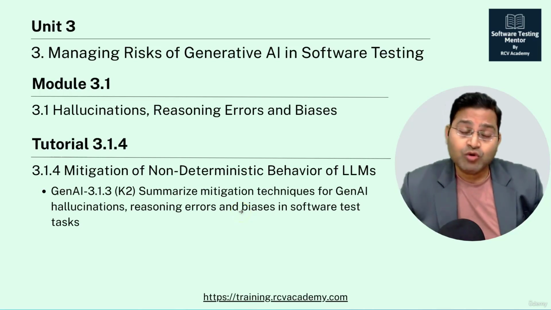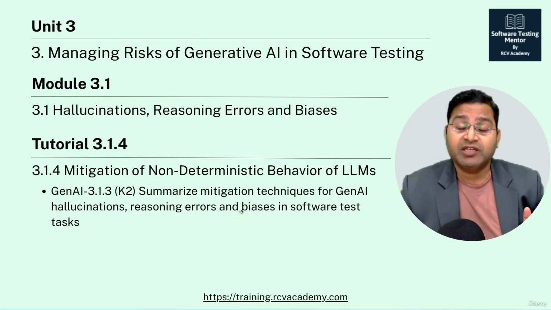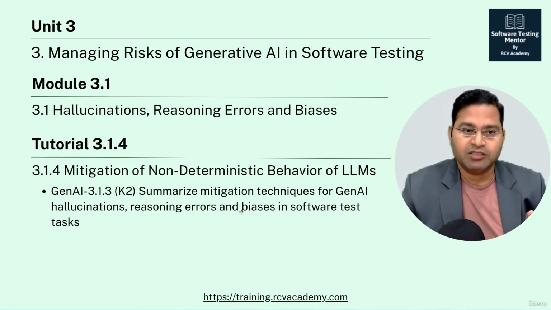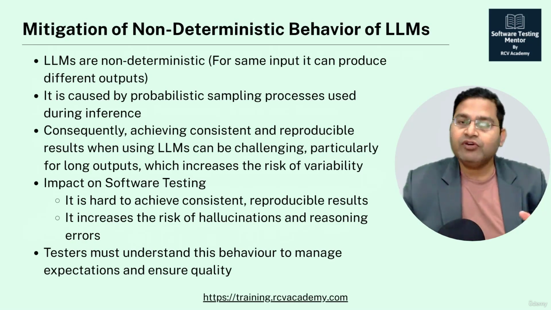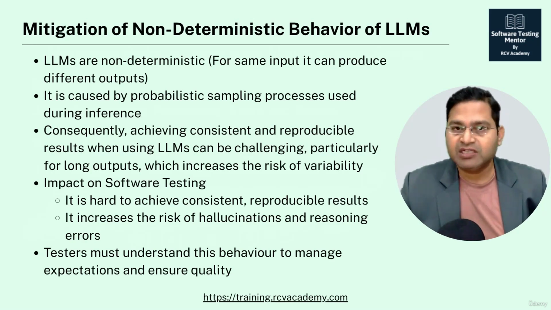So let's understand how you can mitigate the non-deterministic behavior of the large language models. Now, in terms of the syllabus, you should have an understanding at the K2 level: summarize mitigation techniques for Gen AI hallucination, reasoning errors and biases in software testing tasks. Let's see in detail. So, mitigation of the non-deterministic behavior of the large language model.